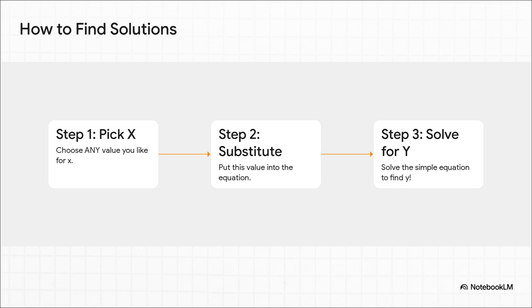Just 3 little steps. Step 1, you choose any value you like for x. Seriously, any number in the world. Step 2, you put this value into the equation. And step 3, now you have a super simple equation with just y left in it. Solve for y, and that's it. You have your solution pair.